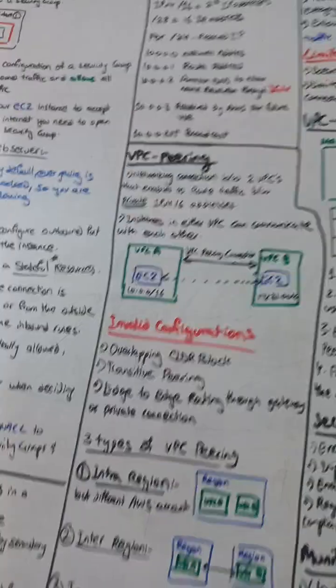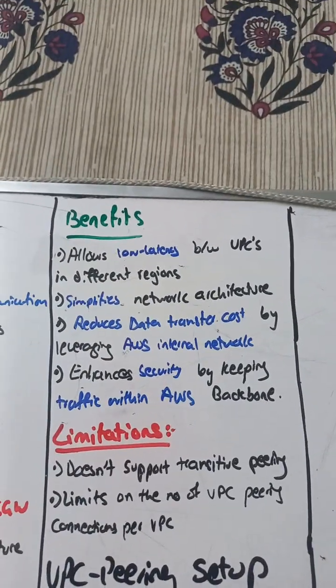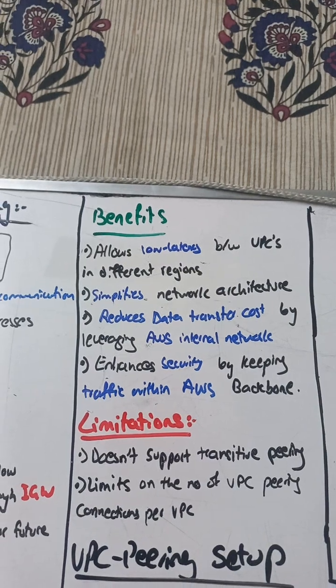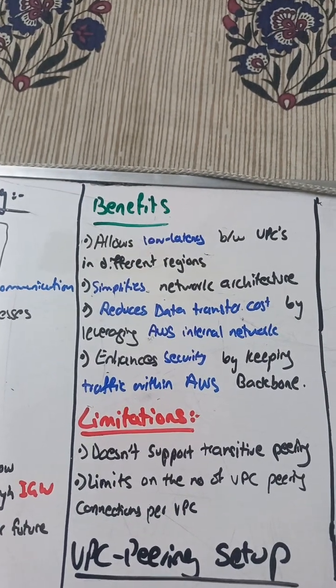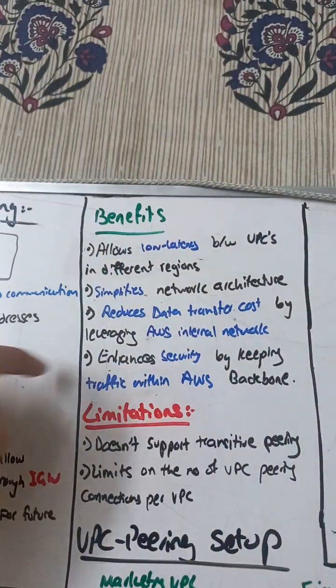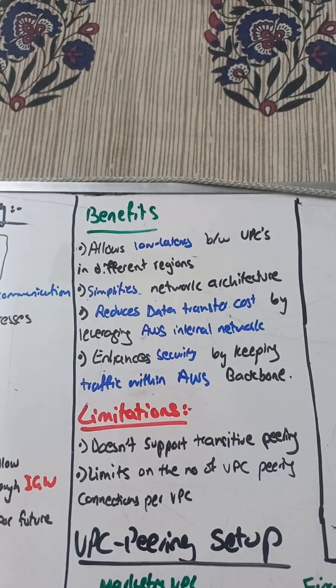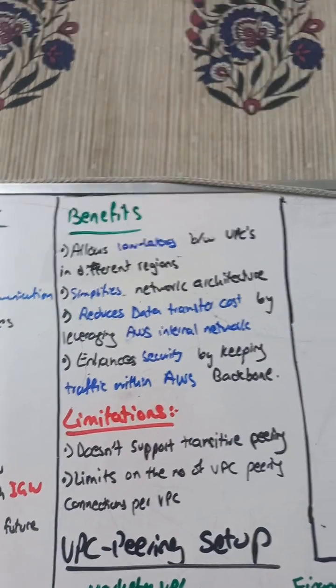You want to do this privately because it will allow you to have low latency. It will simplify your network architecture. It will reduce the data transfer cost while it is still in the AWS internal network. It will enhance the security by keeping the traffic within the AWS.